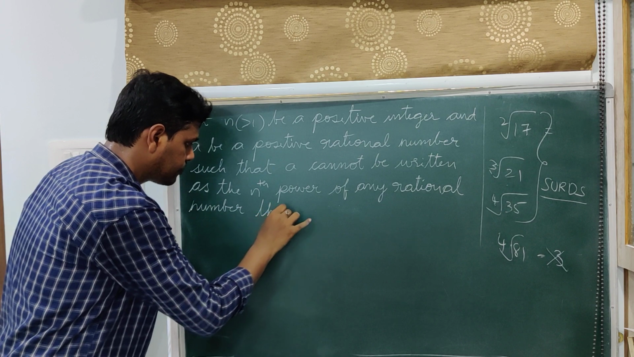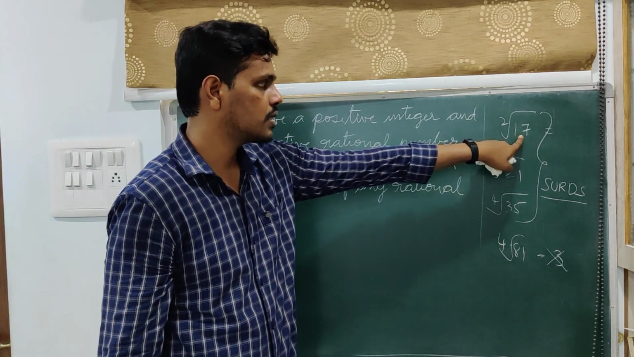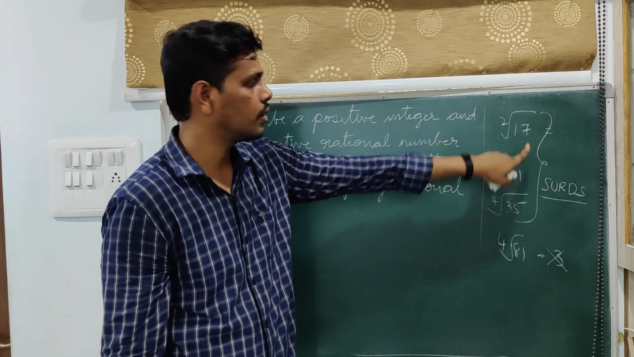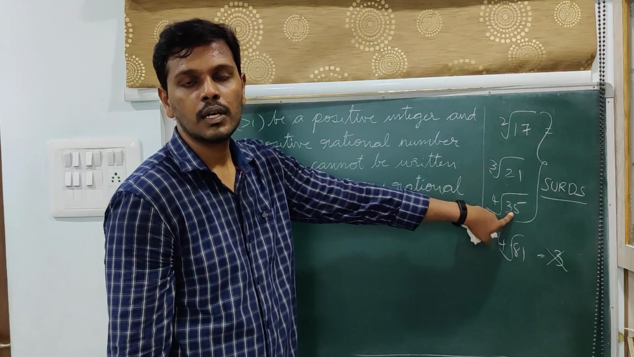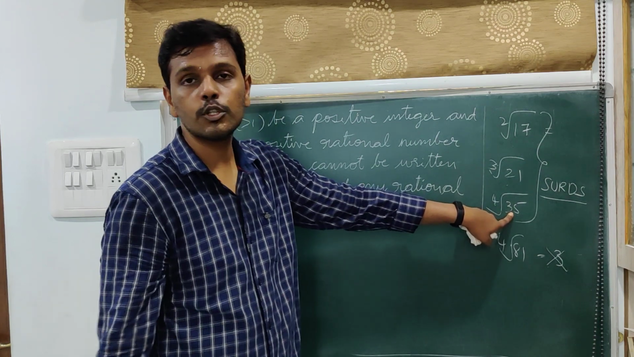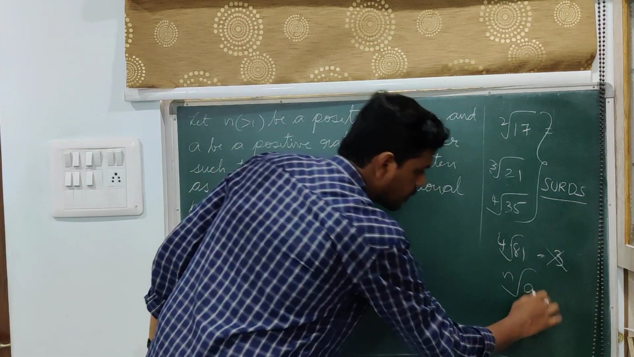Then, what I have mentioned here is this number cannot be written as a square of any number. This number cannot be written as a cube of any number. This number cannot be written as a fourth power of any number. That is what I have mentioned. I have taken it like this.